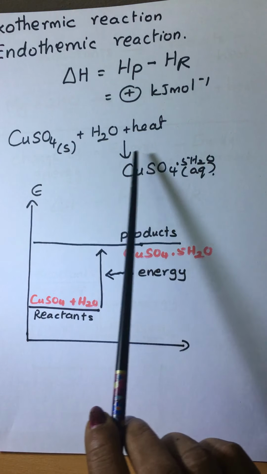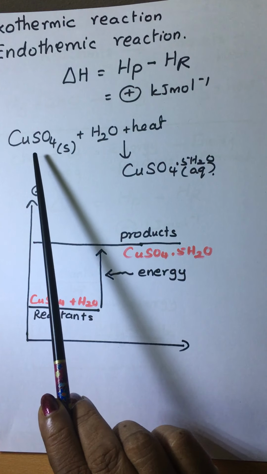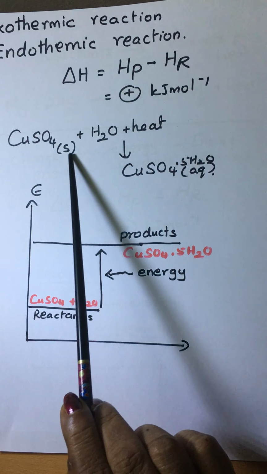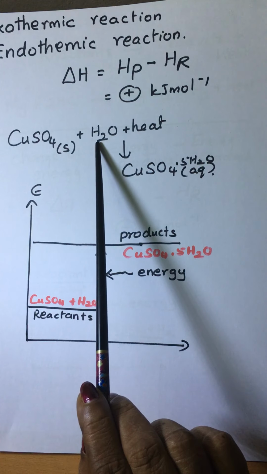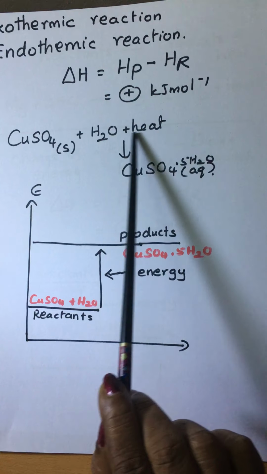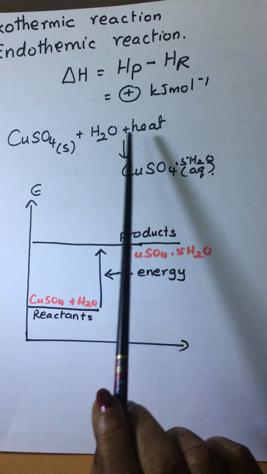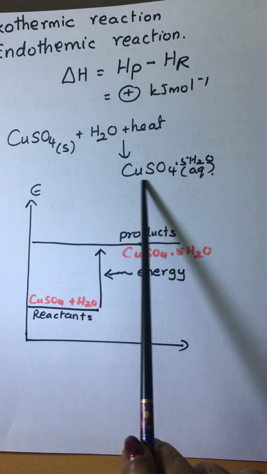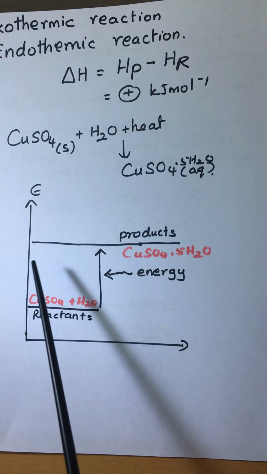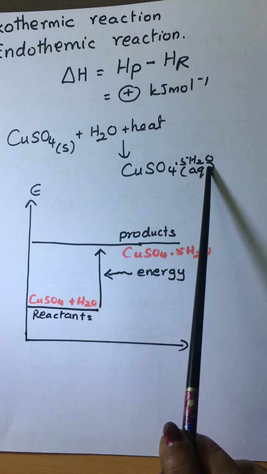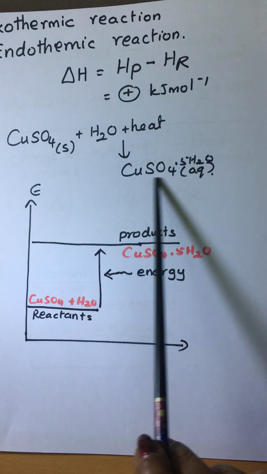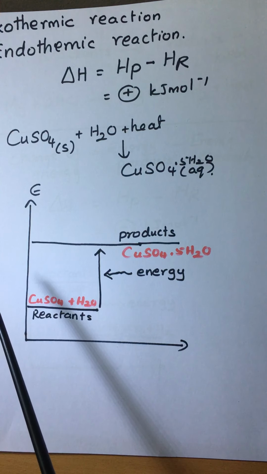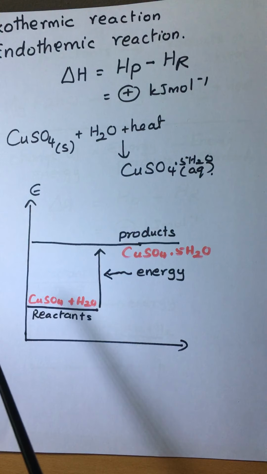Now when you are writing the reactions, for example solid copper sulfate, which is white in color, when you dissolve it in water, heat is absorbed by the system, the heat is added to the system, and hydrated copper sulfate is formed, CuSO4.5H2O, that is water molecules combined with copper sulfate. So this is hydrated copper sulfate. So the heat is absorbed by the system.